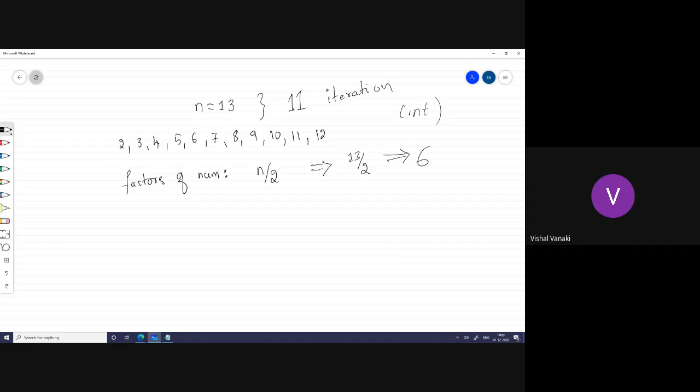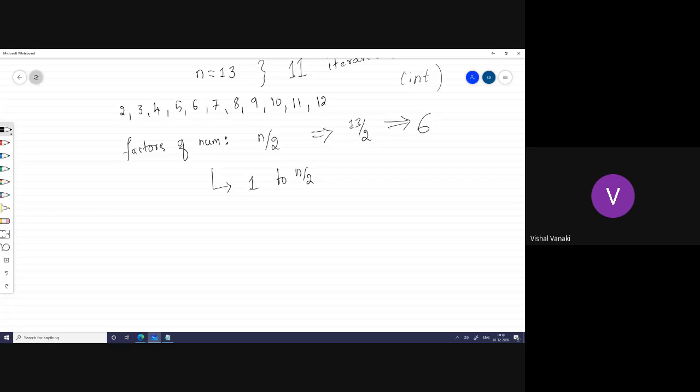Your answer is correct, but in the programming language we are doing integer division. If I write 2.0, then the answer is 6.5. Here the answer is 6. So factors of a number are always present from 1 to half of the given number. Instead of checking with all, I can check only from 2 up to 6. If 13 is not divisible by any of 2, 3, 4, 5 or 6, then it is called a prime number.